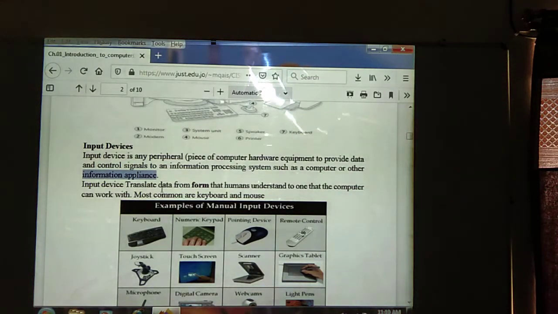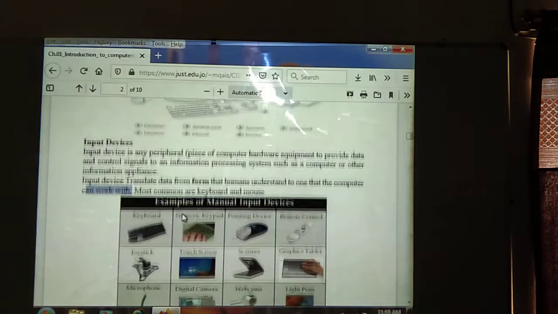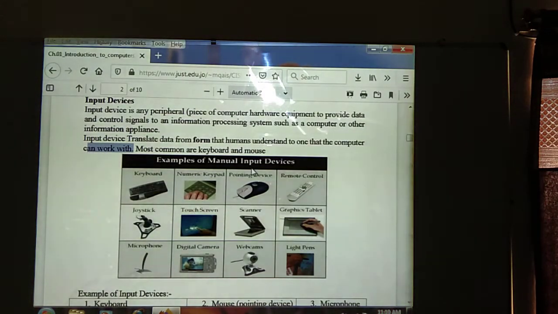An input device can translate the data from the form that is human understandable to one that the computer can work with. Whatever work we perform at our end should be displayed in English only, in the system language. In the memory, if you want to store or perform some action, it should be converted into which manner? Binary language.